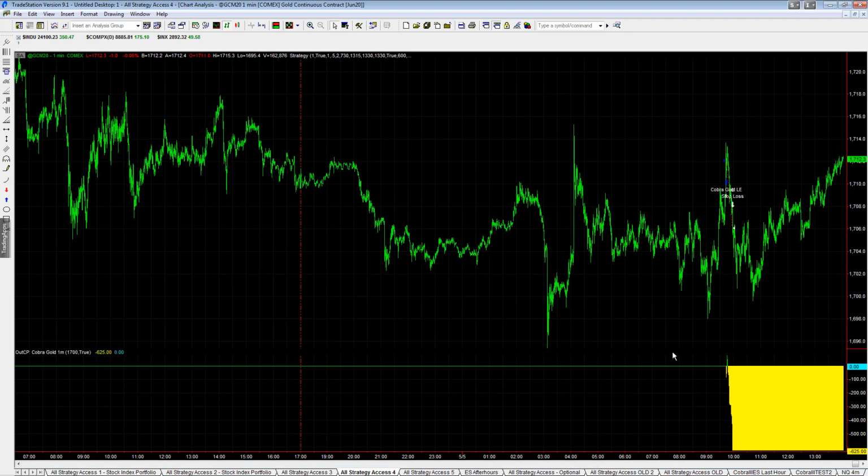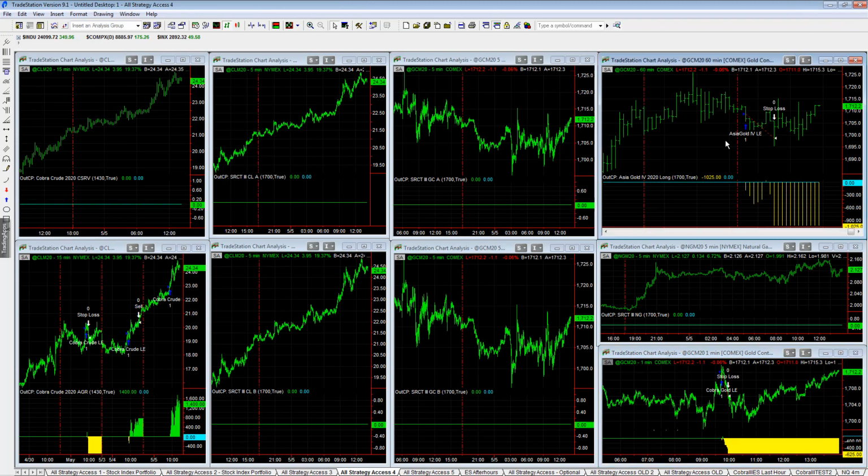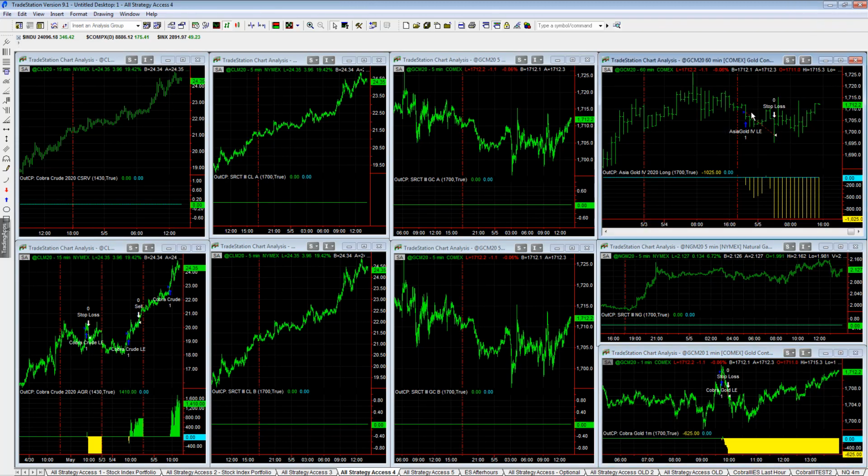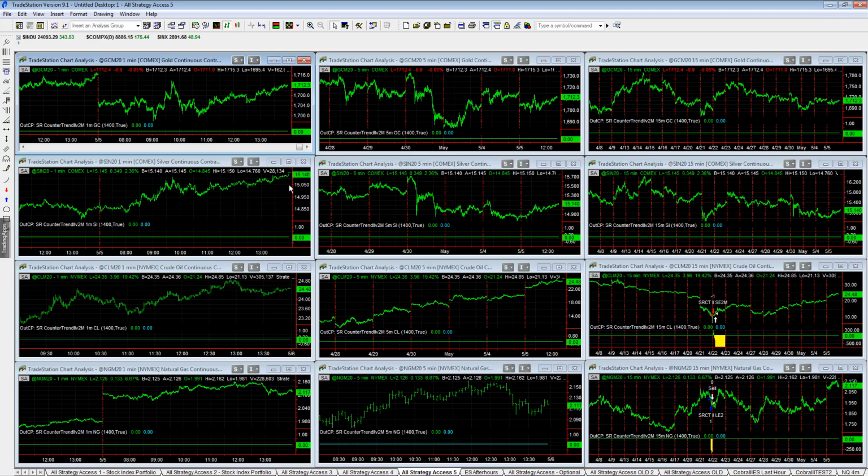So Cobra Gold is minus 625 on the day. Asia Gold 4 2020 version minus 1025 on the day. All strategy access 5, no trades. We have 2 hours until the stock market closes today, and these are the latest trades that we are showing in the all strategy access stock index portfolios and commodities as well, not just stock indexes.